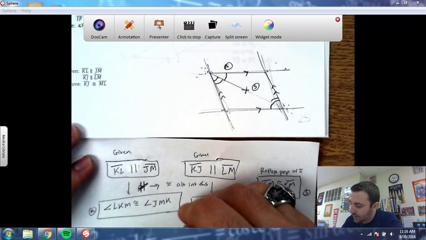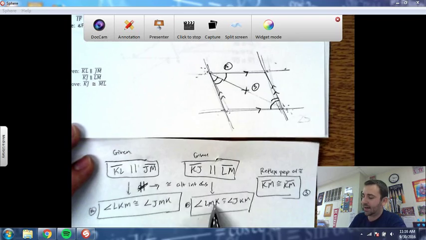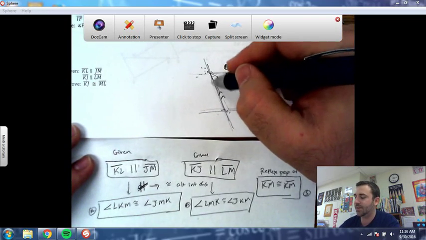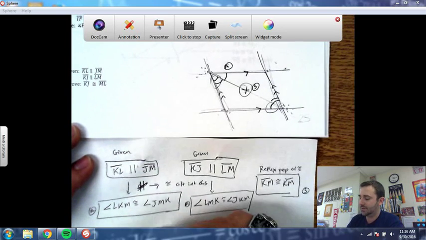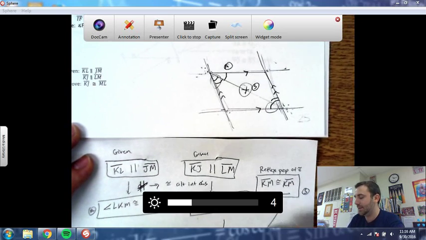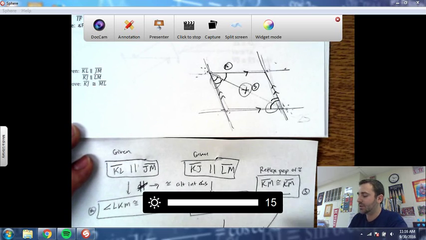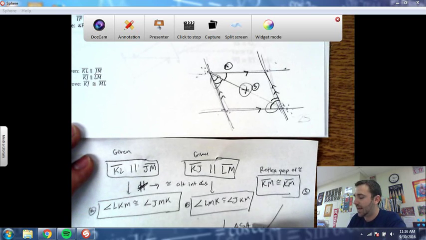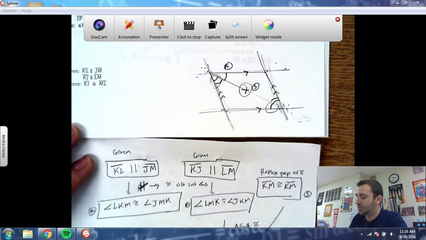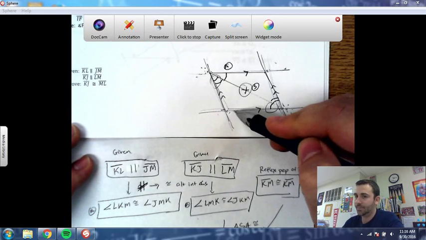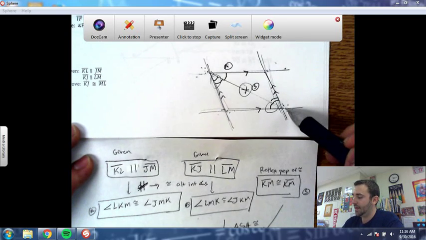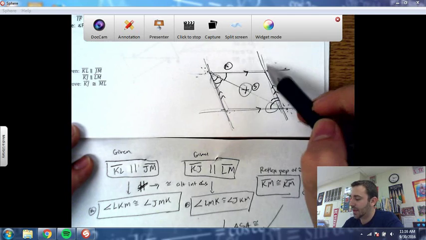And so notice I have a side and I have my angles, and based on the placement, the side is in the middle of the angles. And so it's an included side. And so then I would say by angle side angle congruency, triangle JKM is congruent to triangle LMK.